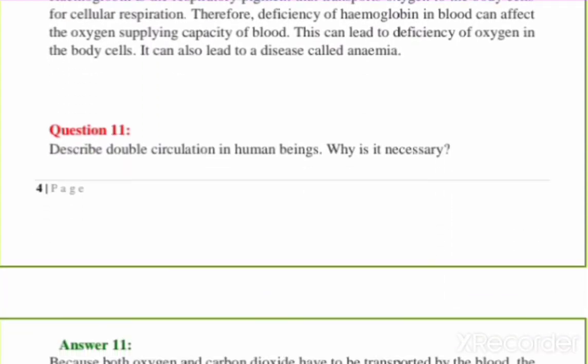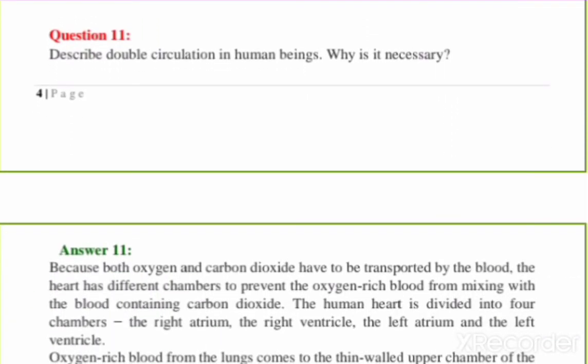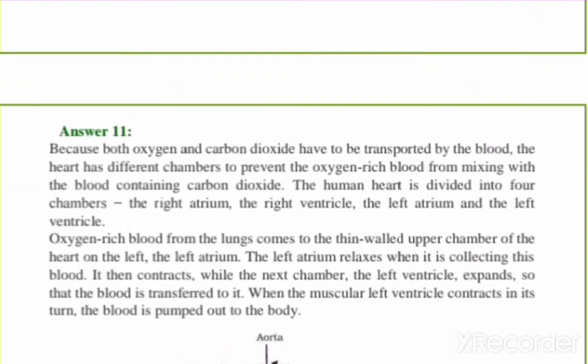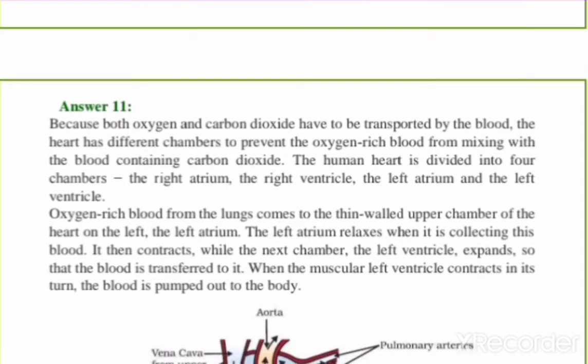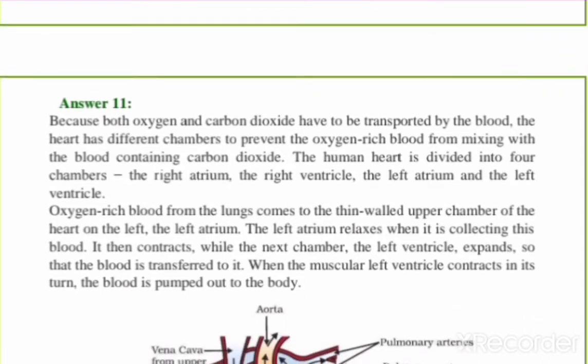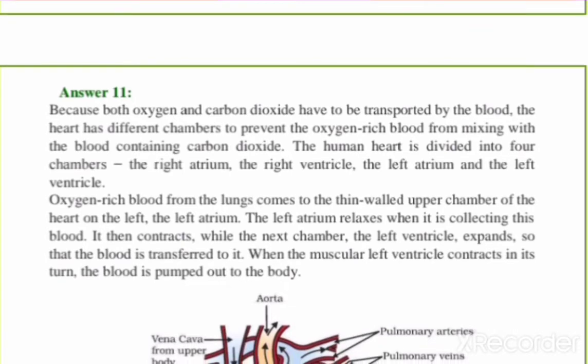Now 11th question: describe double circulation in human being and why it is very important. What do you mean by double circulation? Means on one side the oxygenated blood and on one side deoxygenated blood. So because कि हमारी बॉडी में क्या है, both oxygen and carbon dioxide have to be transported by the blood.